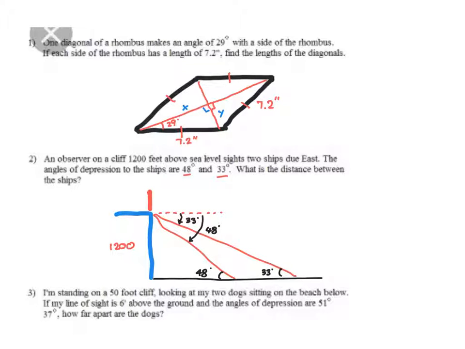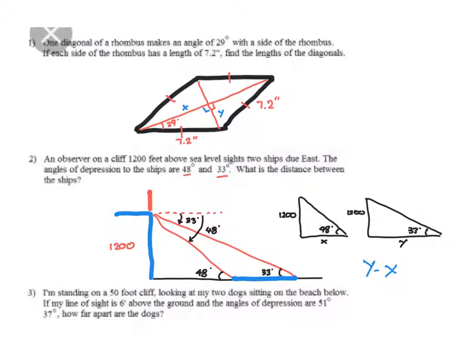So all we're going to do is use the big triangle and the little triangle. We've got one triangle that looks like this with 48 degrees. That's the smaller triangle, and this is 1,200. And we're going to find out x. And the other triangle is a bigger triangle like this, where that is 33 degrees. This is still 1,200. And we're going to work out y. And then the distance between the two ships, which is what we're trying to find, is this distance here, going to equal y minus x when we come to it.